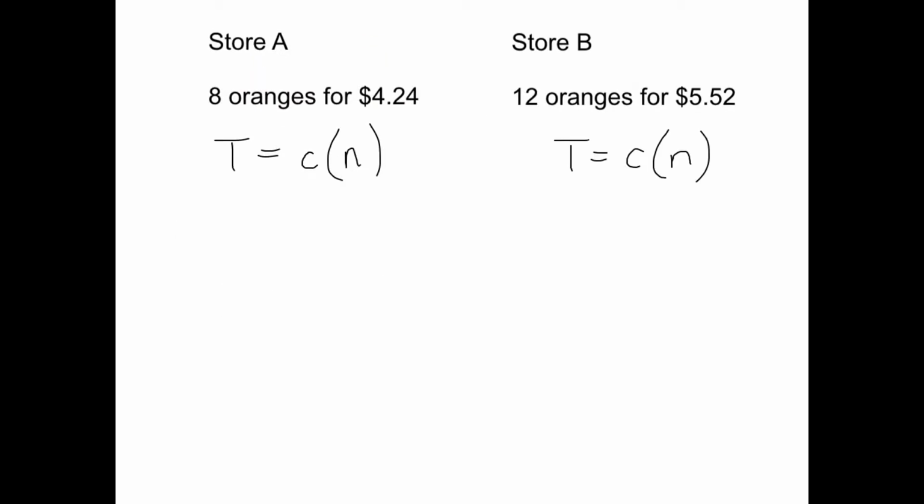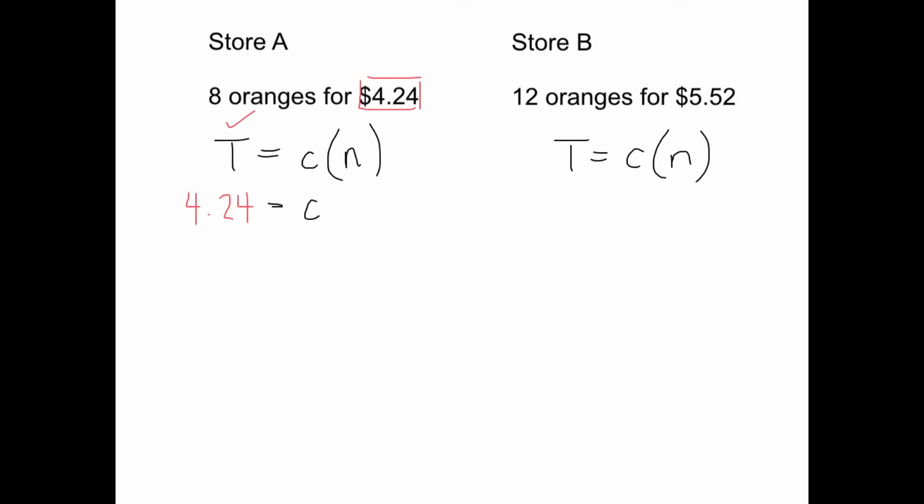Now we can use our algebraic equation to solve for the unknown. Well, do we know the total cost of the oranges? We do. It's $4.24. So let's replace t with the value 4.24. Do we know the cost per orange? No, that's what we need to find out. So we're going to leave that variable as the unknown c.